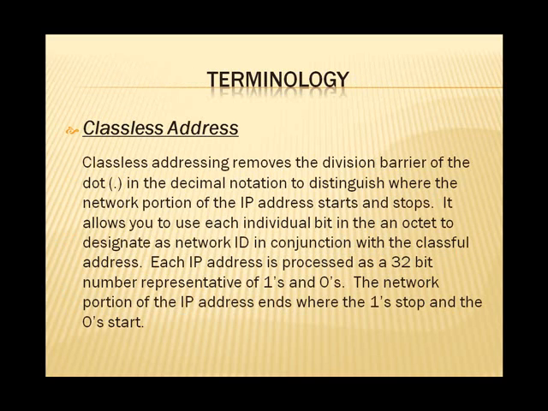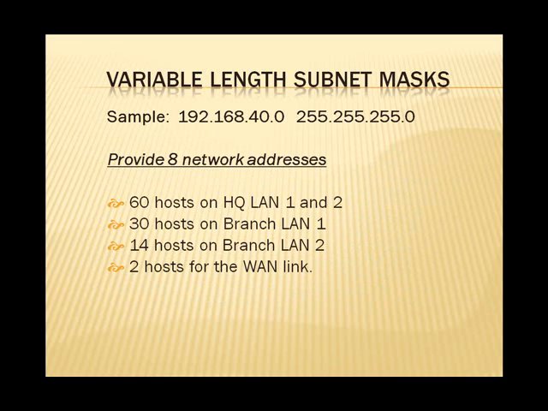Each IP address is processed as a 32-bit number represented by ones and zeros. The network portion of the IP address ends where the ones stop and the zeros start. It is designated with a slash notation, which represents the 255 portion of the subnet mask, and increments depending on where the ones stop and the zeros start. For example, 192.168.40.0 with a /24 mask of 255.255.255.0.